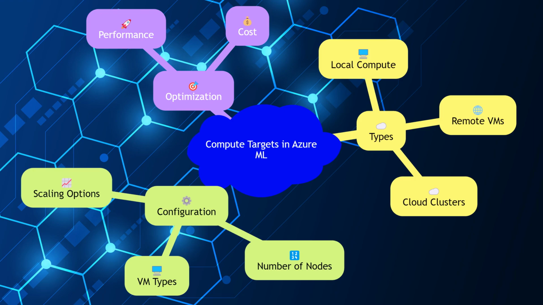A compute target is a cloud-based or on-premises resource where you run your machine learning jobs. In Azure Machine Learning, you can configure different types of compute targets, such as local compute, remote virtual machines, and cloud-based clusters. Each compute target has its own configuration settings, including the type of virtual machines, the number of nodes, and the scaling options. Configuring compute targets allows you to optimize the performance and cost of your machine learning jobs.